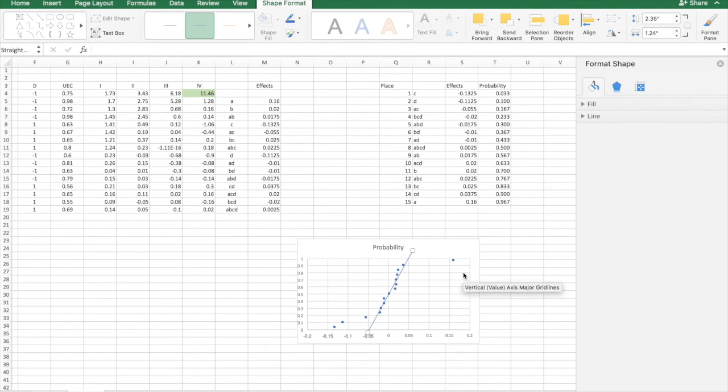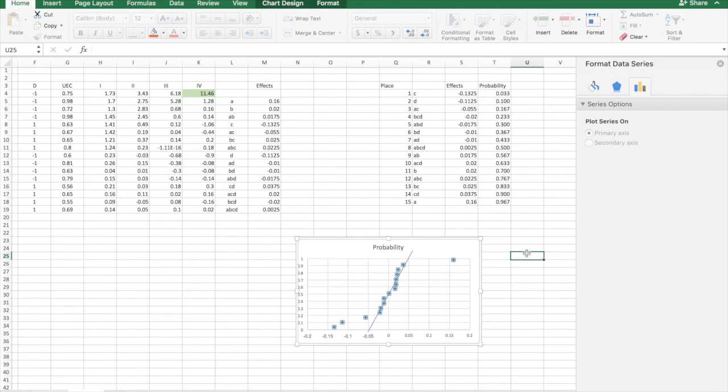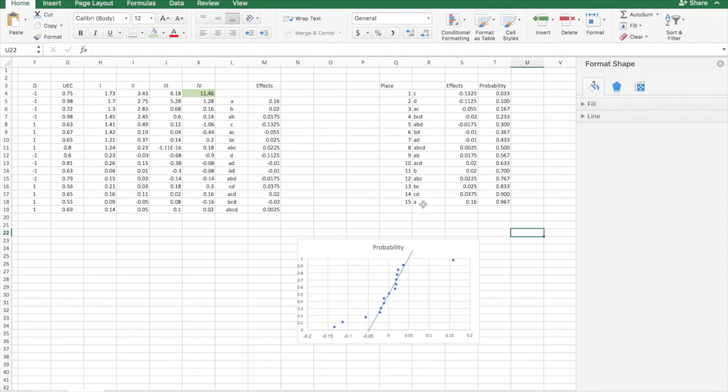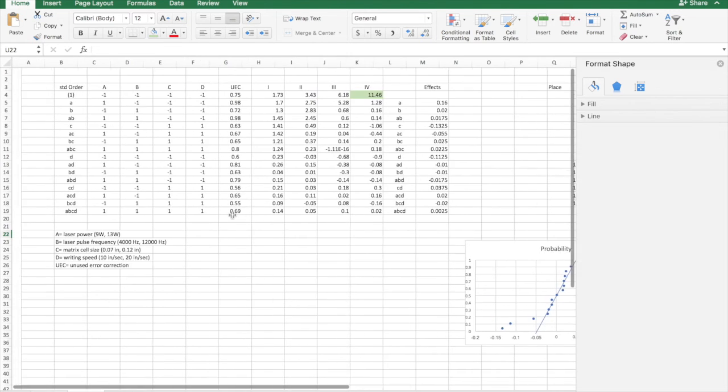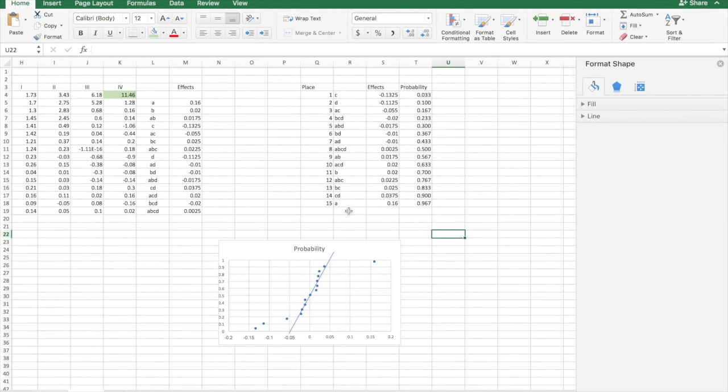So those points are the variables that have an important effect. For example, in here, this tiny little dot is the variable A, which in this case is laser power. So we can see that A, since the beginning, we saw it has a significant effect, and then these three, which are C, D, and the interaction AC.